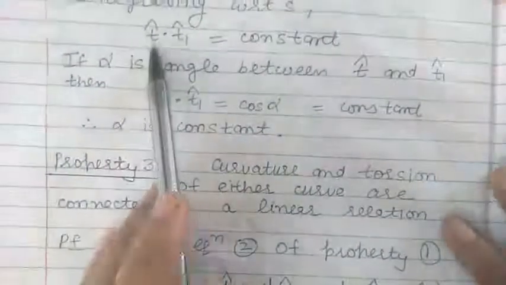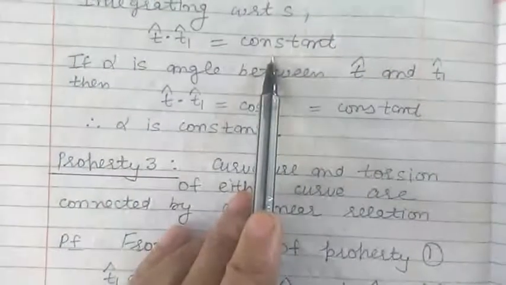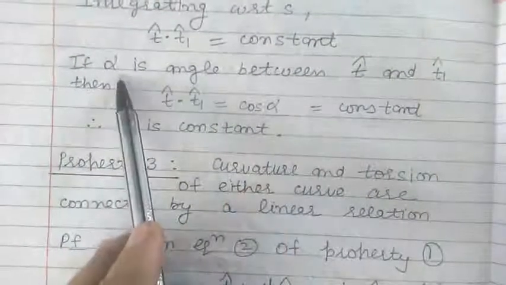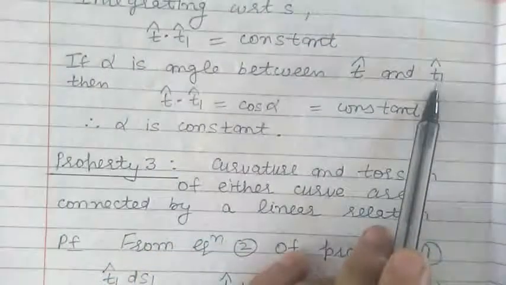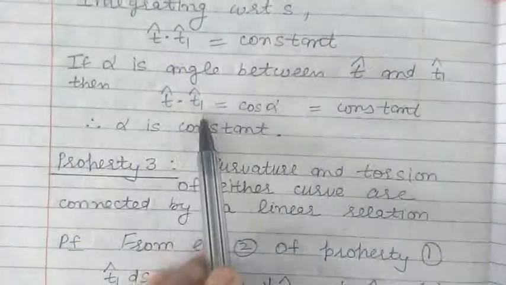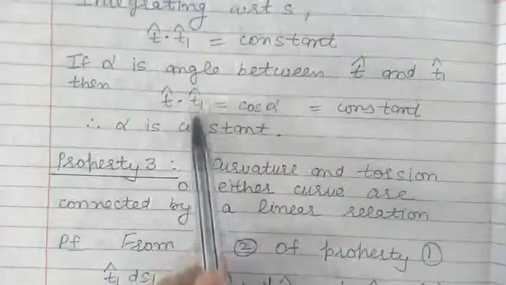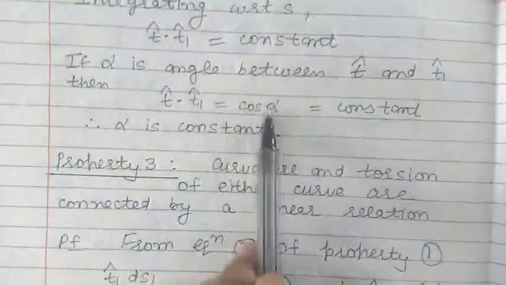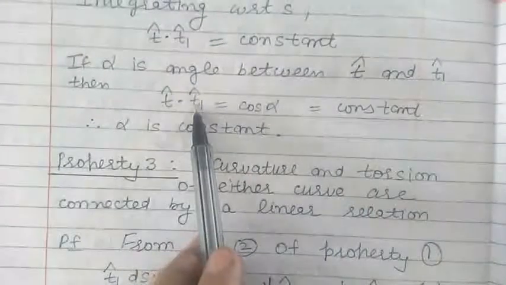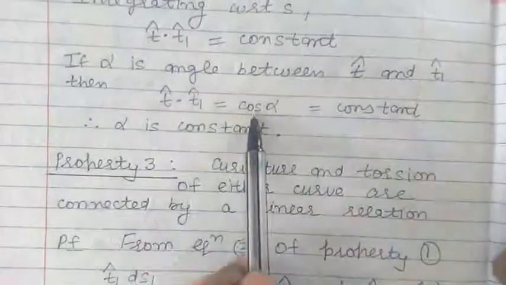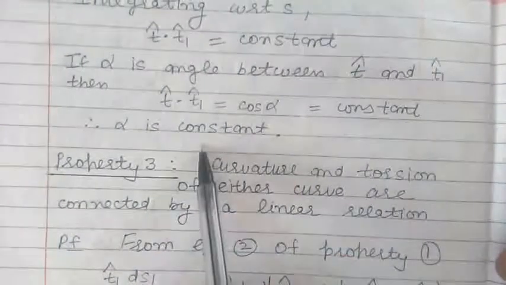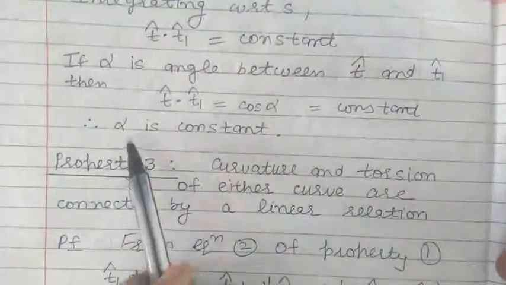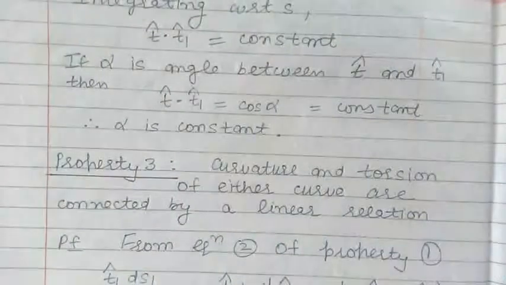So we can say that this dot product is constant. So T cap dot T1 cap is constant. Now let us find the angle between T cap and T1 cap. If alpha is the angle between T cap and T1 cap, by the definition of dot product, T cap dot T1 cap is equal to the magnitude of this vector into the magnitude of this vector into cos of the angle between them. Now these are unit vectors, so their magnitudes are 1. So the dot product becomes cos alpha. But this is constant, so we can say that alpha is constant. Thus we have proved that the angle between T cap and T1 cap is constant.